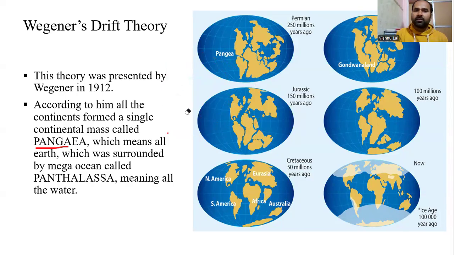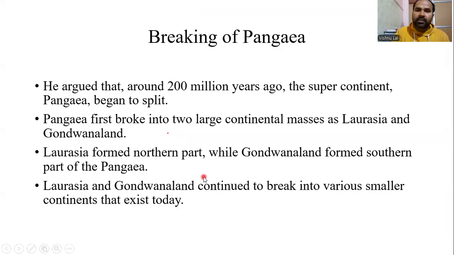This was all over the Earth about 250 million years ago. After that, these continents started to drift. It means these continents started to move in different directions. Due to the movement, these continents started to break and move apart from each other, and that resulted in the present position of the continents and oceans. This is his theory.